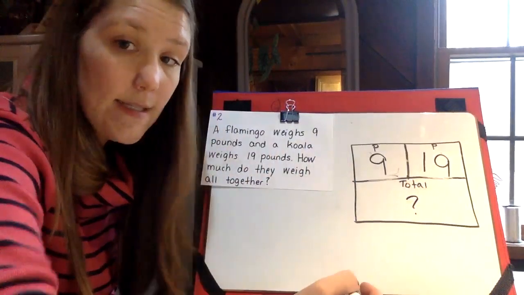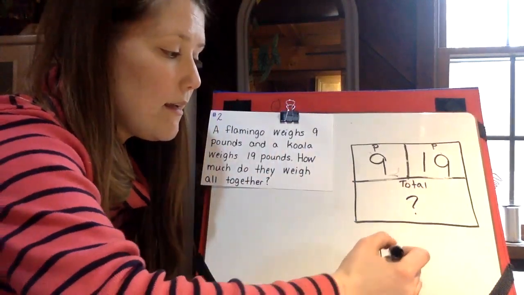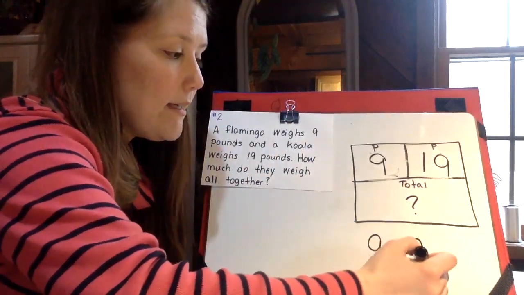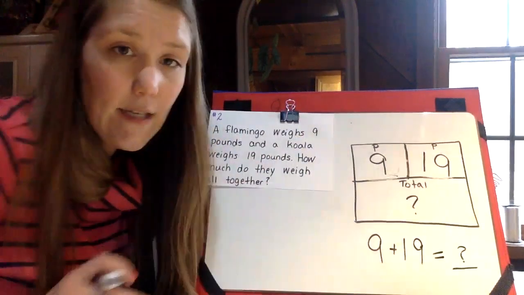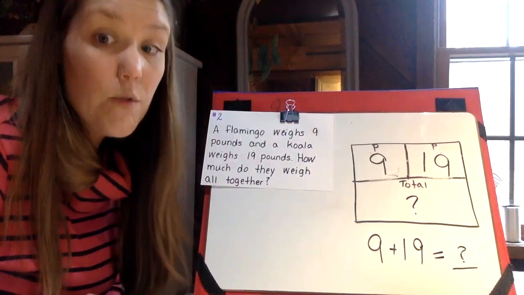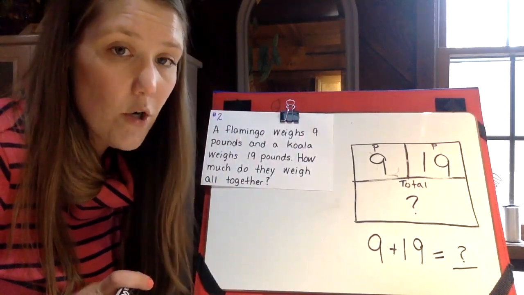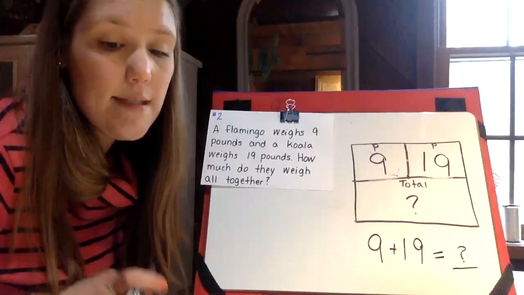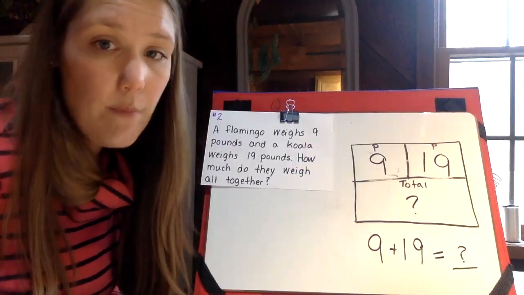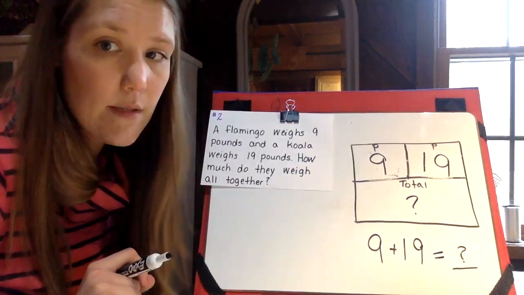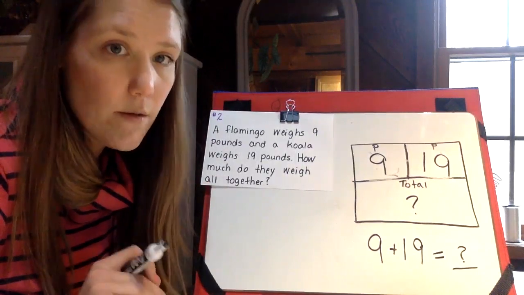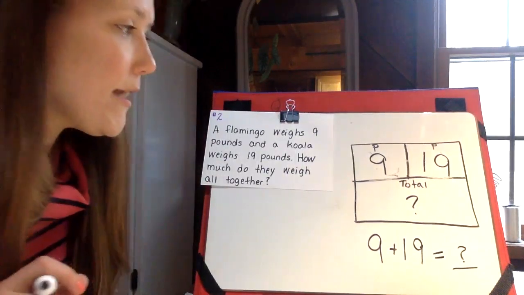So my number sentence is going to be 9 plus 19 equals, and I forgot to tell you to pause after I read the problem. So if you haven't paused to solve this on your own, take that time right now to hit pause, try to solve the problem on your own, then we'll come back and do this. All right, so I've assumed that you've paused it and tried it on your own.